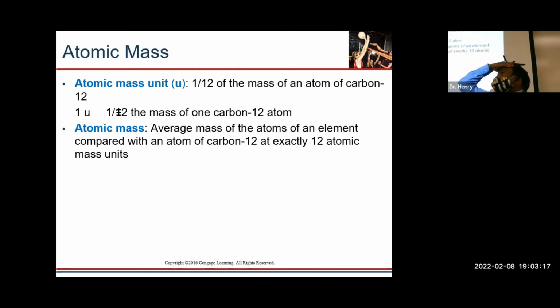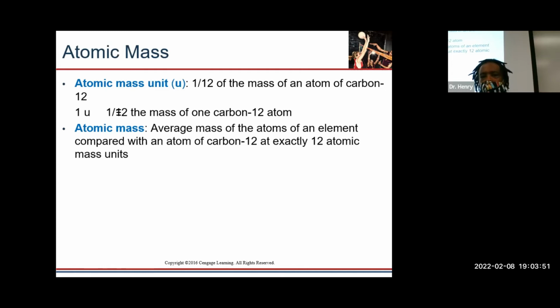Okay, so that brings us to the atomic mass. We've been talking about the atomic mass, right? So the atomic mass is based upon carbon-12, the isotope carbon-12. So an atomic mass unit is 1/12 of the mass of the atom carbon-12. So 1 unit is equal to 1/12 the mass of 1 carbon atom. So everything is based upon carbon-12. That's the take-home message, right?